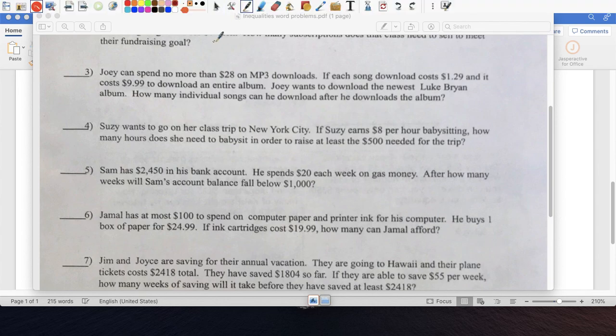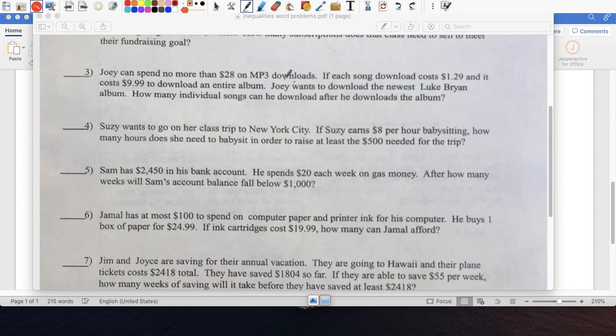Number 3, Joey can spend no more than $28 on MP3 downloads. God, I don't even know if you know what that is. We used to download music, and I guess they called it MP3. Each song downloaded is $1.29, and it's $9.99 to download an entire album. Joey wants to download the newest Luke Bryan album. How many individual songs can he download after he downloads the album?